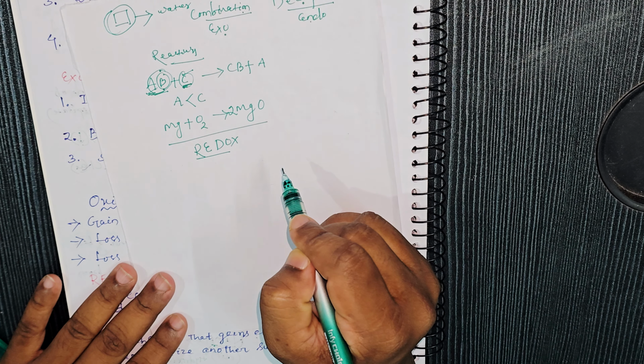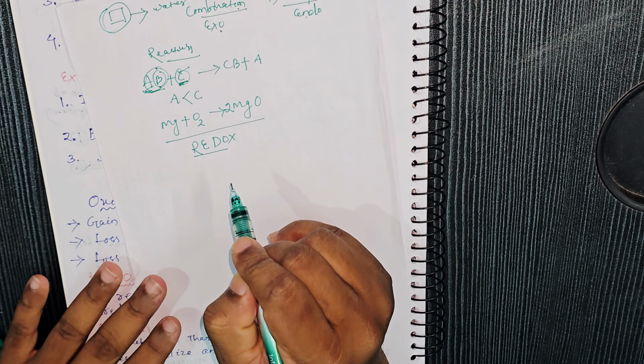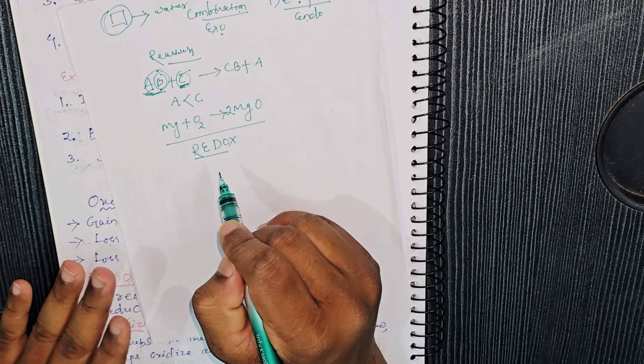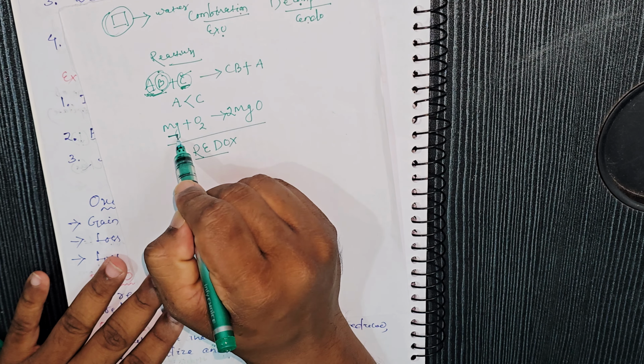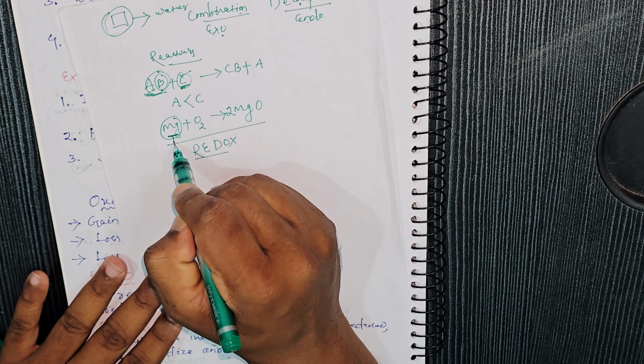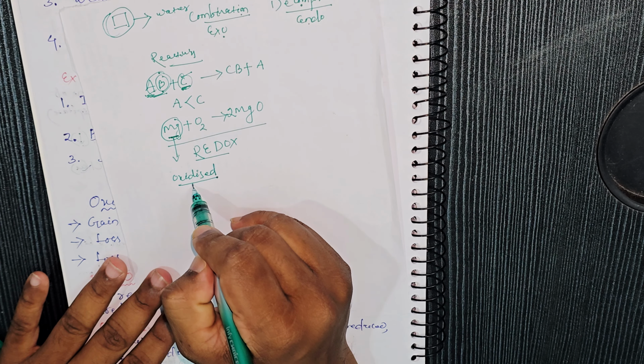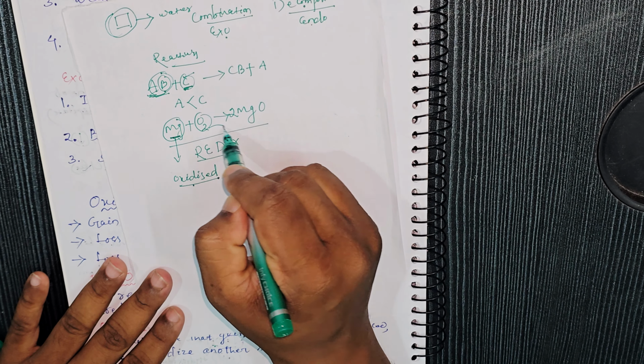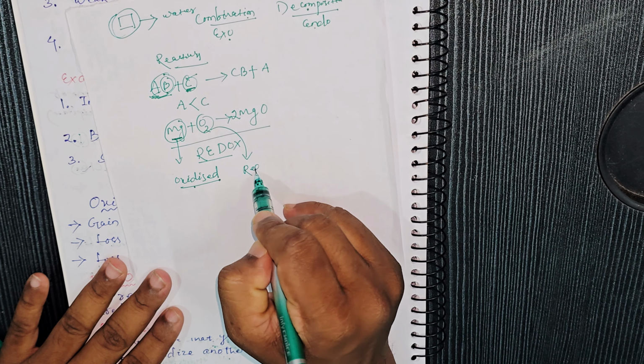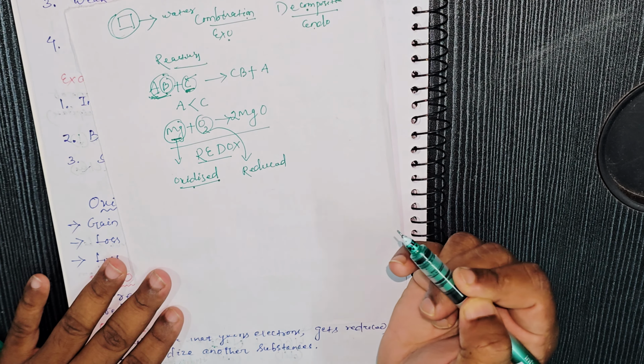Sir, how is that possible? If during the reaction oxygen is gained, who has gained the oxygen? This magnesium. So magnesium is getting oxidized. Oxidation means oxidized. If magnesium is getting oxidized, so oxygen must be reduced. Oxygen must be reduced. I hope this is clear.